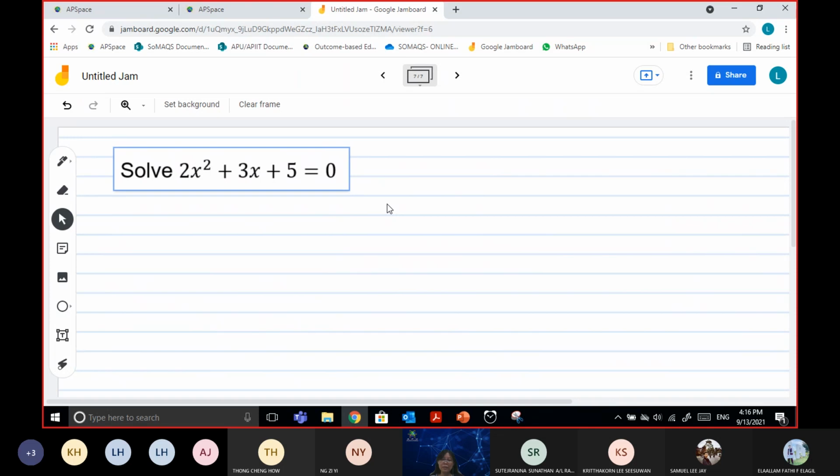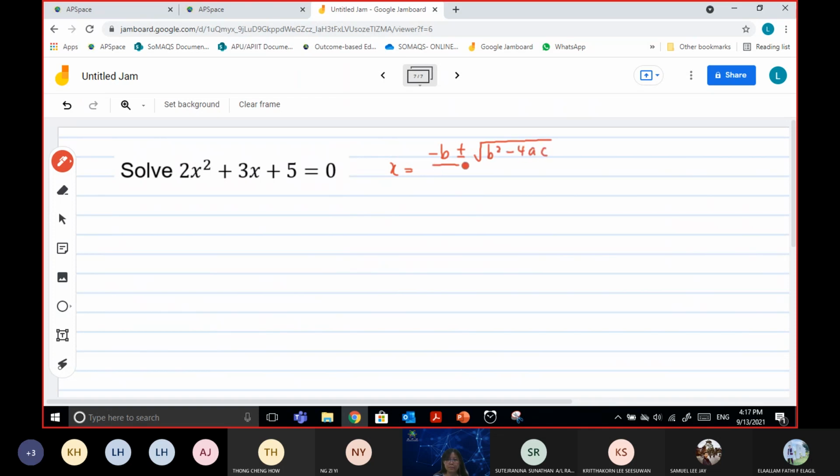So I give you a few minutes. Let's do it now. You have to solve using the quadratic equation, so I'm not sure whether you still remember the formula. Solve it now.